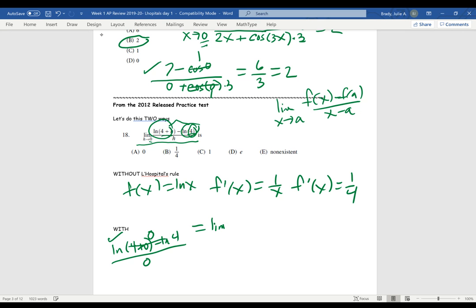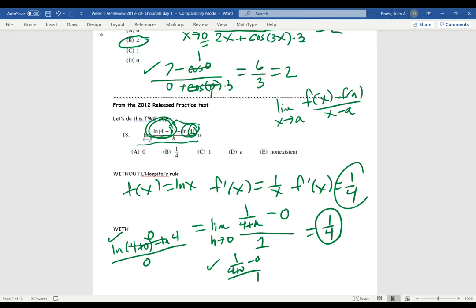Okay, so that's equal to the limit as h goes to 0 of the derivative for ln of something, which is 1 over 4 plus that something. No chain rule. And ln of 4 is a number, so its derivative is 0. And the derivative of the variable h is 1. Okay, so now let's check. Now let's put 0 in there. So 1 over 4 plus 0 minus 0 over 1. There's just a quarter in the numerator and 1 in the denominator. So either way, we get a 4th.